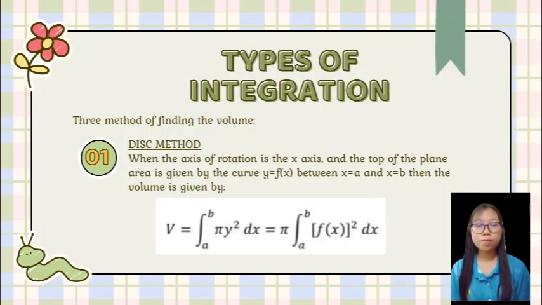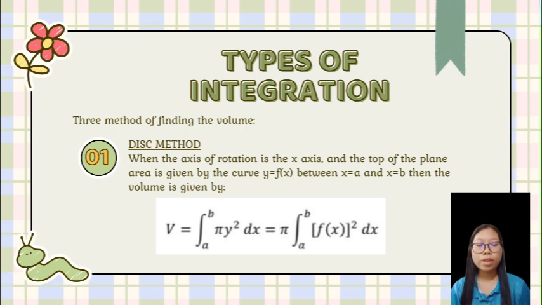Two types of integration: first, indefinite integral, without the upper limit and lower limit. Second is definite, which is integral with the upper and lower limit. There are three methods to find the volume, firstly this method. When the axis of rotation is the x-axis and the top of the plane area is given by the curve y equals f(x) between x equals a and x equals b, then the volume is given by this formula for this method.